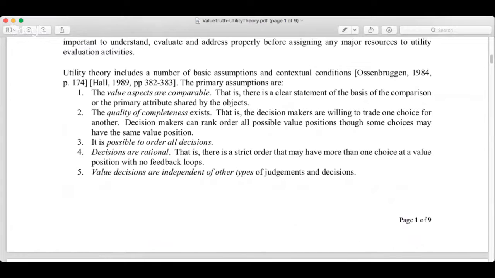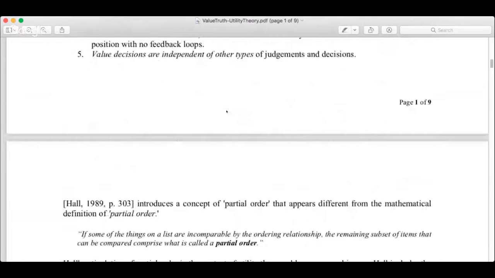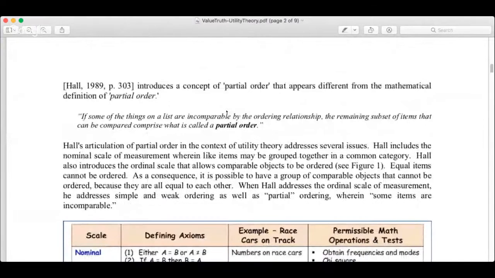So, I think what Hall is saying here is that you might be taking a subset of, or a component of your objects, and those you can use utility theory on, and those you can order, and then you have another group that you can't. So you're kind of applying utility theory to the ones that can be compared.